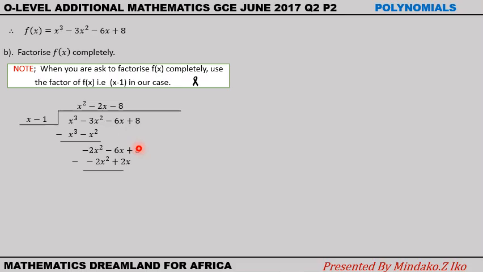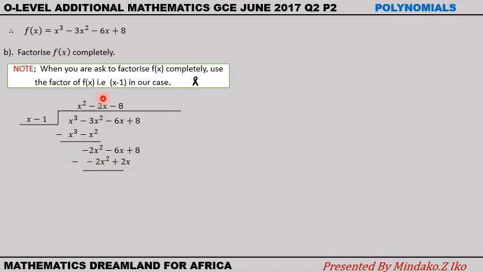Okay, now again I have to take this negative 2x squared, then I divide it by x. You notice that this x will cancel with one of the x here, so at the end of the day, I'll be left with negative 2x. Now I'll still take the negative 2x again, then I multiply it by this x here. If I multiply by this x, it will give me negative 2x squared.